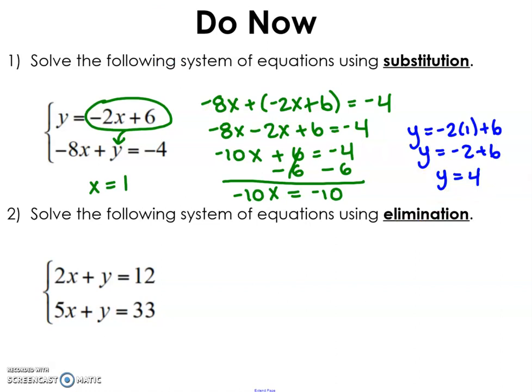And when we give our answer, we want to make sure that we give our answer as an ordered pair. So we'll do x comma y. So our answer here is going to be 1 comma 4.